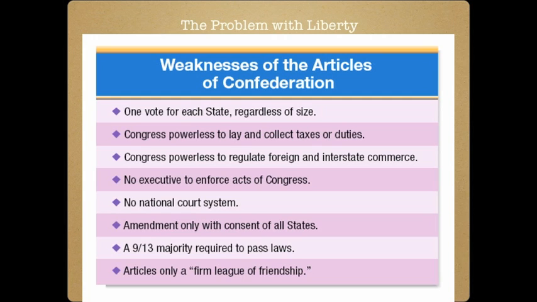No executive to enforce acts of Congress. No national court system. Amendments only with the consent of all states. 9 of the 13 states were required to pass laws, and the Articles were only a firm league of friendship.